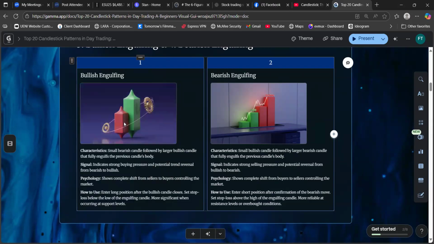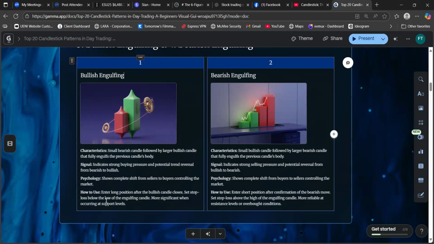When you have a candle that is eating the previous candle like a shark, like you're swimming in the Atlantic Ocean down in Florida and a shark comes up, that's an engulfing candle. The characteristics: there's a small bearish candle, followed by a larger bullish candle that fully engulfs the previous candle's body. The signal indicates strong buying pressure and a potential trend reversal from bearish to bullish. The psychology shows a complete shift from sellers to buyers controlling the market.